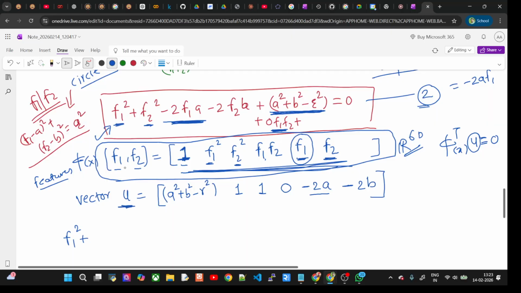So from here you got a vector u. This is the feature map. This feature map is always there for the 6 dimension things. It's not related with anything like PC or not, it's common. The feature map has these coefficients: 1, f1, f2, f1 square, f2 square, f1 f2.